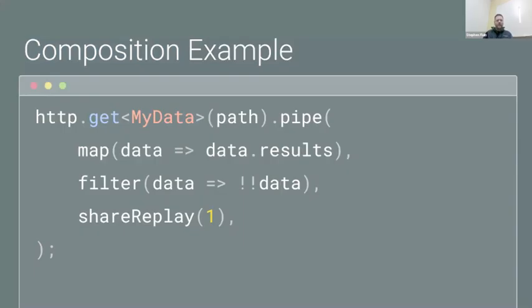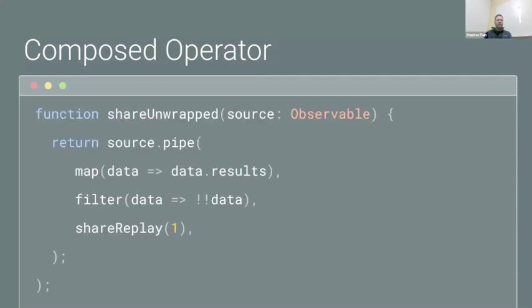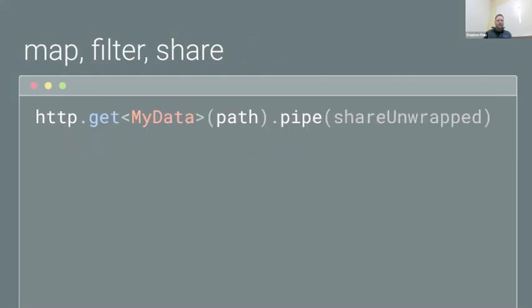So if we have a map, we have a filter, and we have a shareReplay, I can actually combine those operators so I don't have to do that in my component, and I could create a new operator. So maybe this operator is called shareUnwrapped. And then that actually simplifies any place that I'm going to be consuming that data, because I can just pipe in my operator instead of having to do that entire chain over and over in different parts of my application.